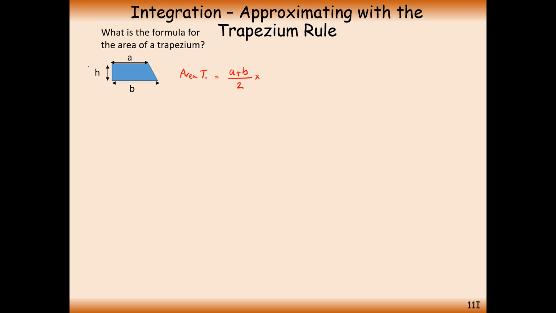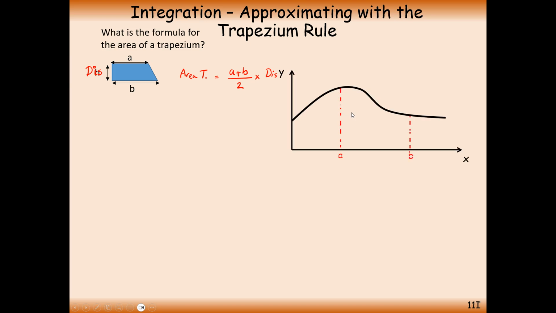I'm going to call this the distance between them because it's not always the case. We're not always going to call that height because in most scenarios, actually in this chapter, we will have our trapeziums the other way around. We'll have to rotate them 90 degrees and we'll divide the area under the curve into trapeziums that have parallel sides vertically.